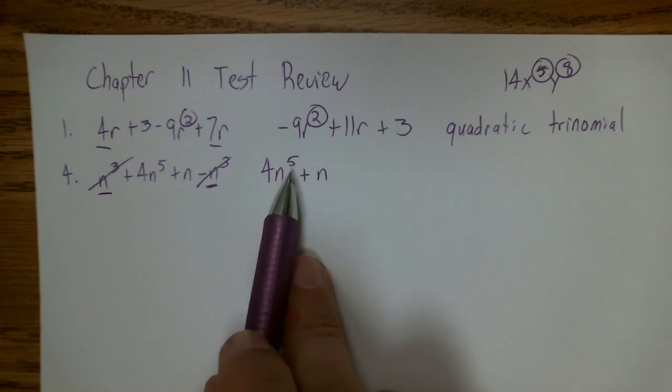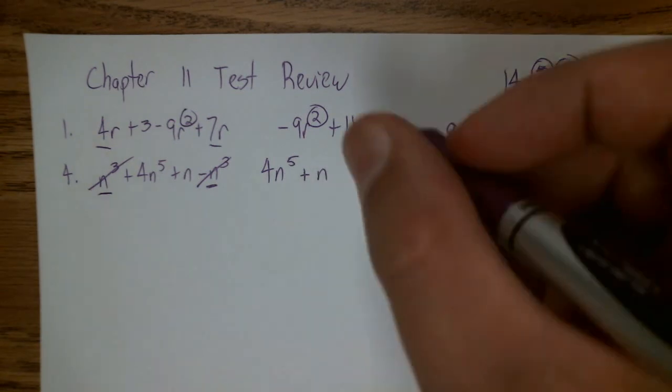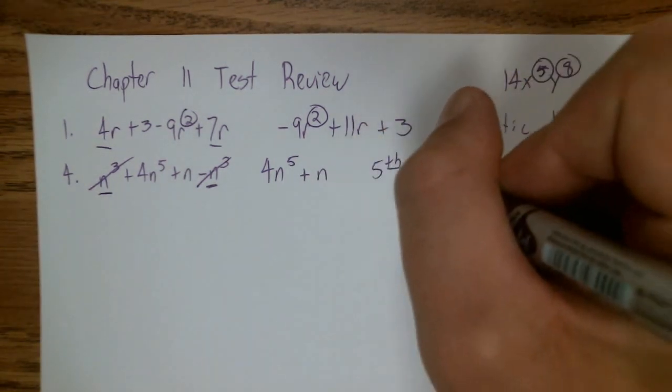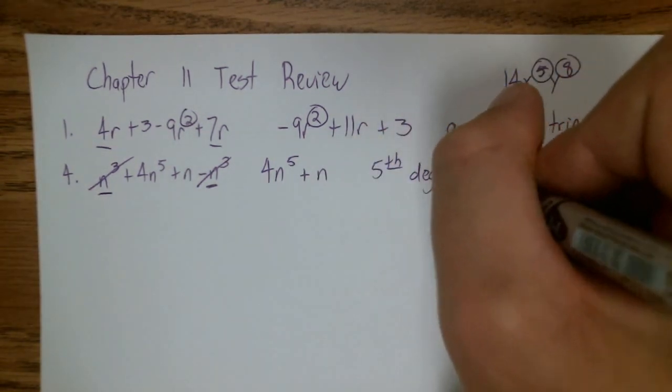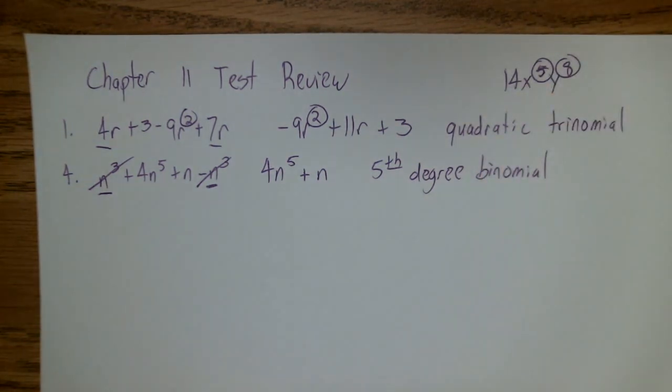Now if my highest degree is a 5, we don't have any fancy words after the 3rd degree. 0 degree is a constant, 1 is linear, 2 is quadratic, 3 is cubic, and after that we just say 4th degree, 5th degree. So here I would say this is a 5th degree, and then I have 2 terms. So that would be a 5th degree binomial.